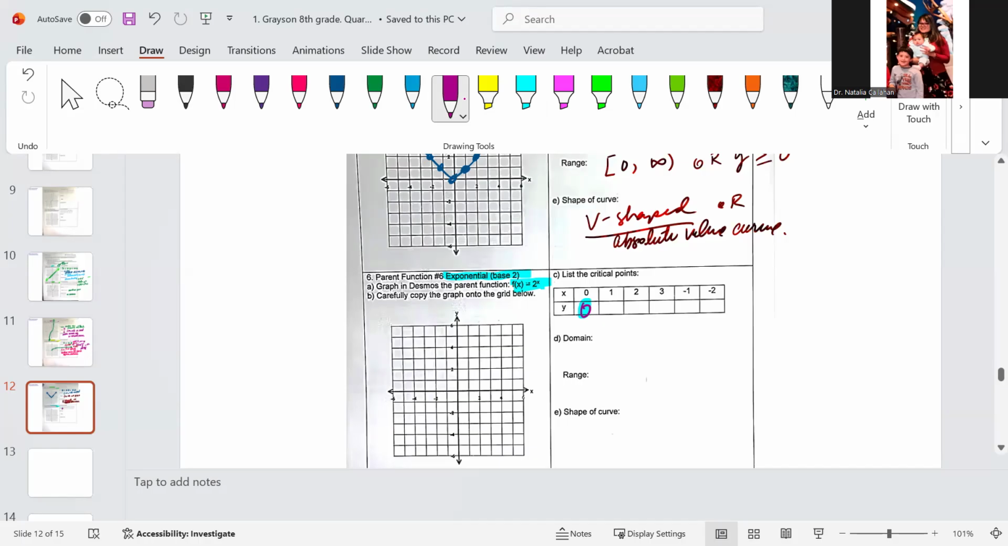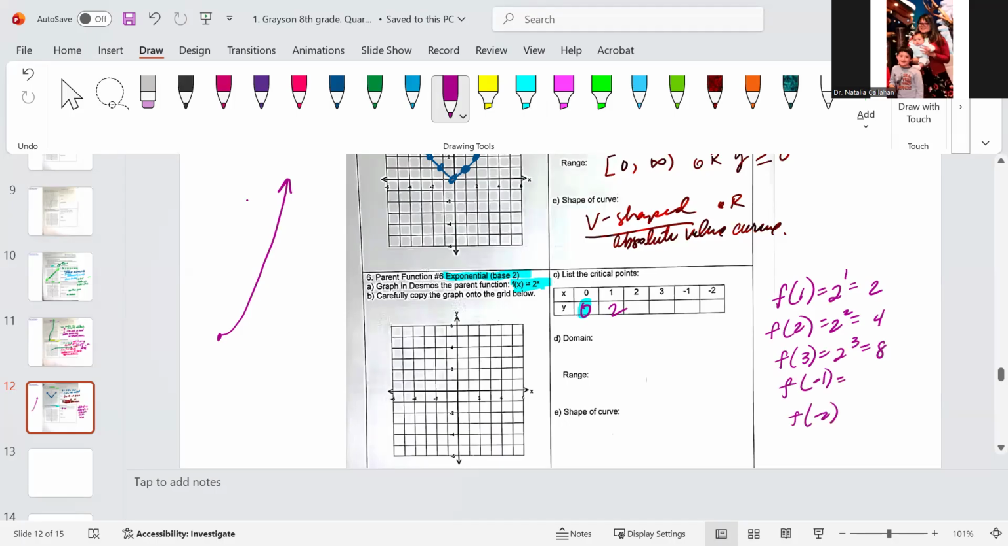It shouldn't. An exponential function looks like this. It just goes up like that. Okay, you're going to go back and redo it. When it's 1, f of 1 is 2 to the 1 power, which is just 2. What's f of 2? What's f of 3? 8. What's f of negative 1? Positive or negative?